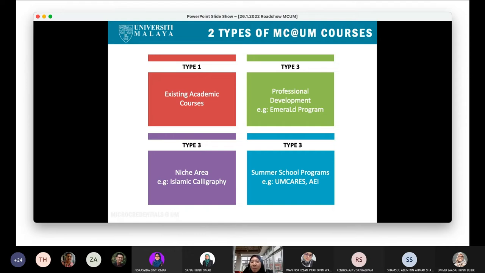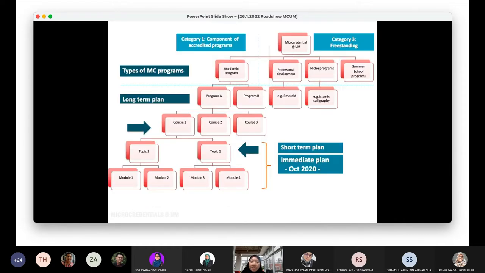So what is number two? People always ask, what is type two? Type two are courses that you run together with another institution. For example, one course conducted by University Malaya and a university in Japan. At the moment, we are not focusing on that. We would like to focus more on type one, existing academic courses, and type three, standalone courses.